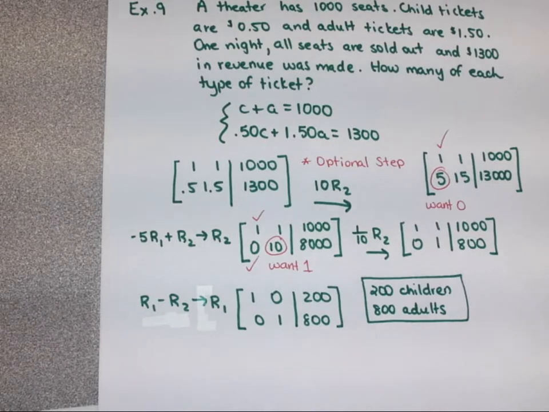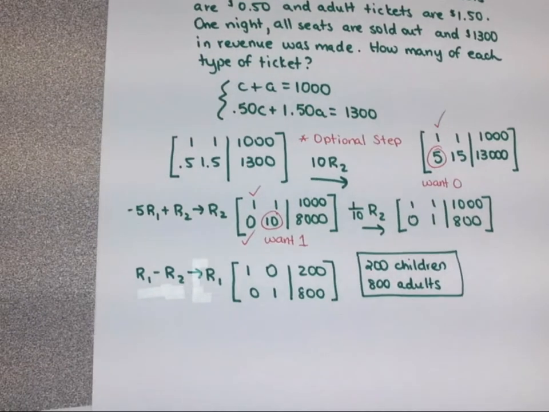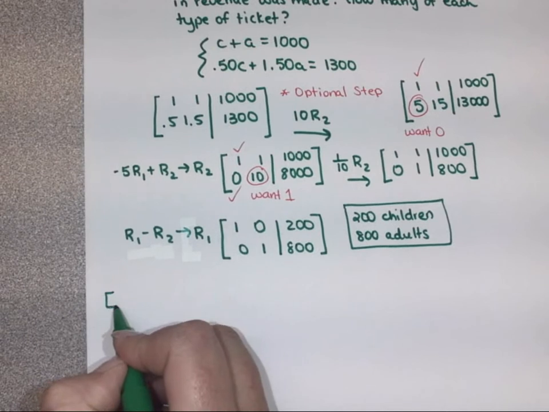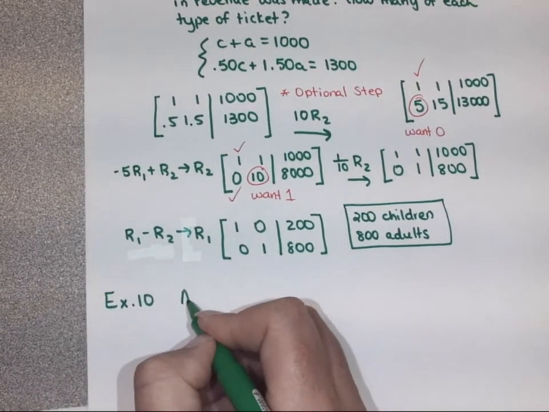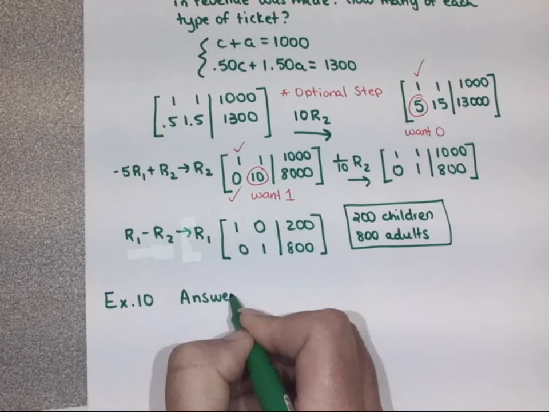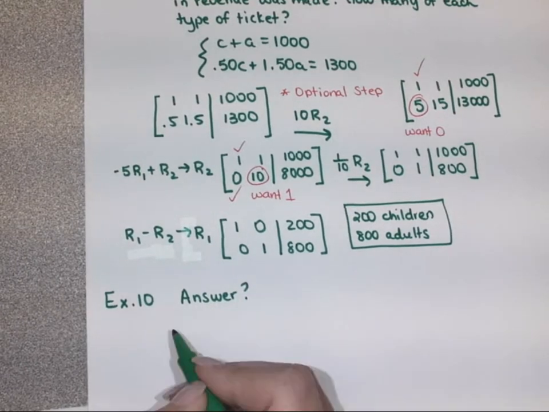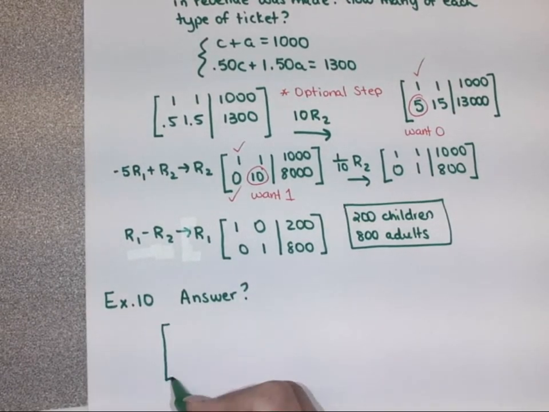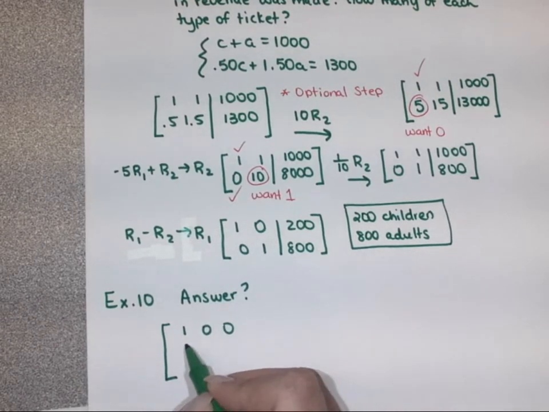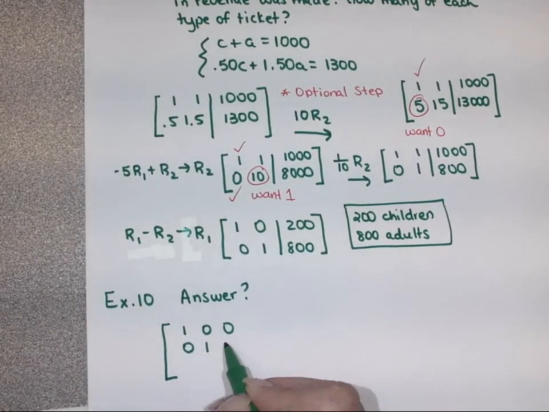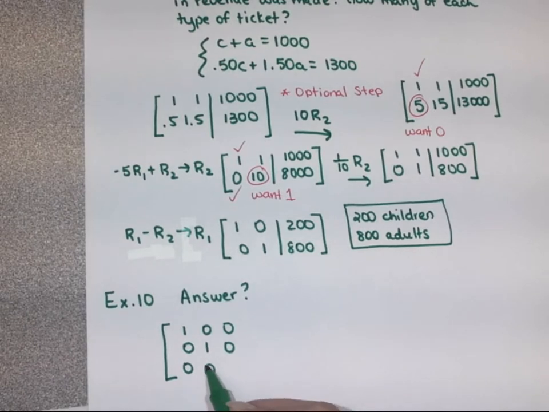Okay, so I want to kind of transition to doing 3 variables or maybe something a little more unusual. So we're going to talk about how to do 3 variable systems, but let's talk about what we would be looking for. So let's say I give you this reduced matrix.